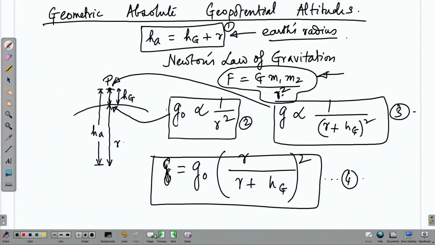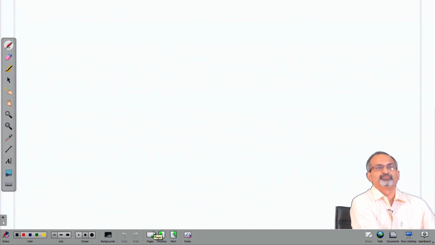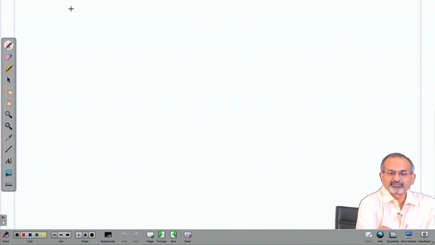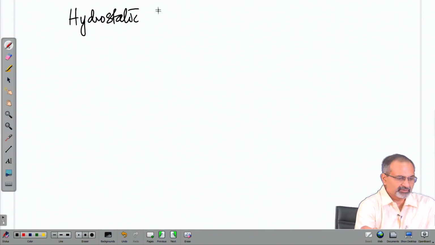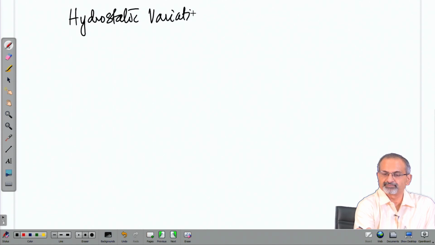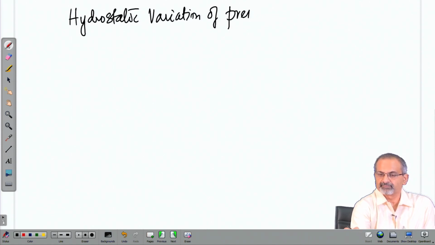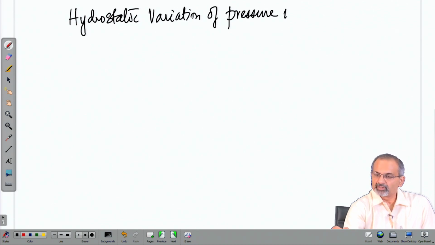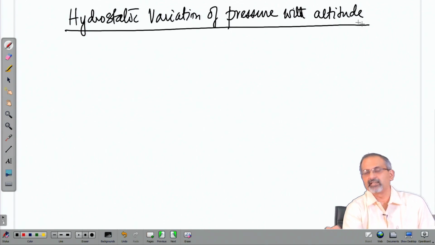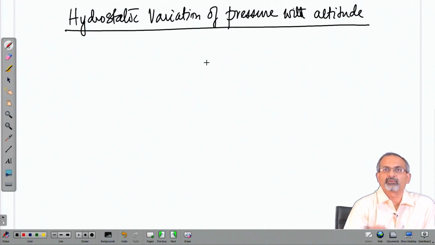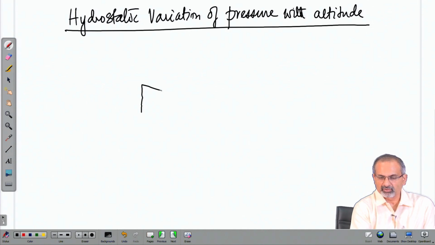We have a couple of equations now, we would need some more actually. So, the next step would be to develop an equation which represents the hydrostatic variation of pressure with altitude. So, as the Hg changes, for example, how does the pressure change from one point in the atmosphere to another where the altitudes are different? So, for that let us draw a small control volume.